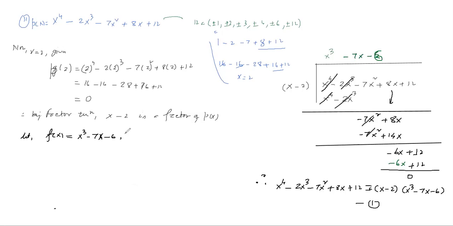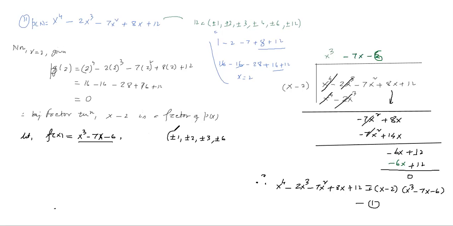So for this 6 is the constant term. What are the factors? Plus or minus 1, plus or minus 2, plus or minus 3, plus or minus 6. More number of negative terms are there, so possibly positive numbers might help us. Right? So now just you listen again.